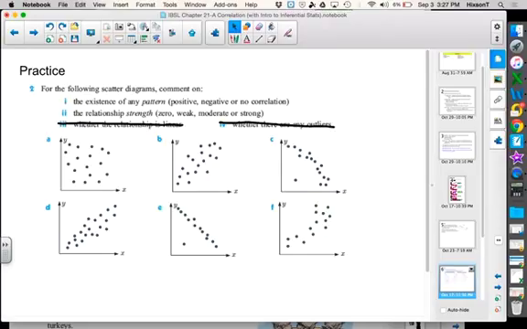All right, how about B, Ashley? I'd say some moderate positive correlation. Good. Moderate positive correlation. That's pretty good. All right. Hannah, how about C?